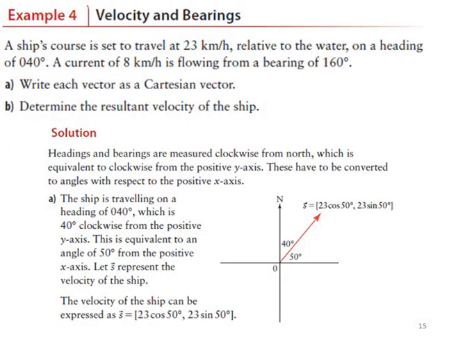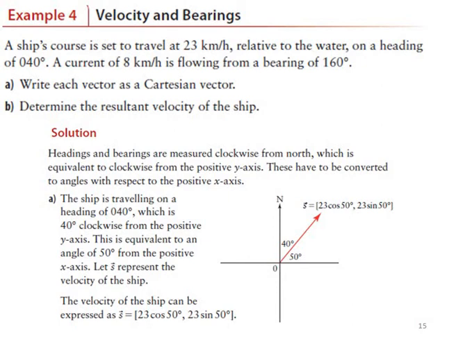Next example, velocity and bearings. A ship's course is set to travel at 23 kilometers per hour relative to the water on a heading of 40 degrees. A current of 8 kilometers per hour is flowing from the bearing of 160 degrees. Part A, write each vector as the Cartesian vector. Part B, determine the resultant velocity of the ship.